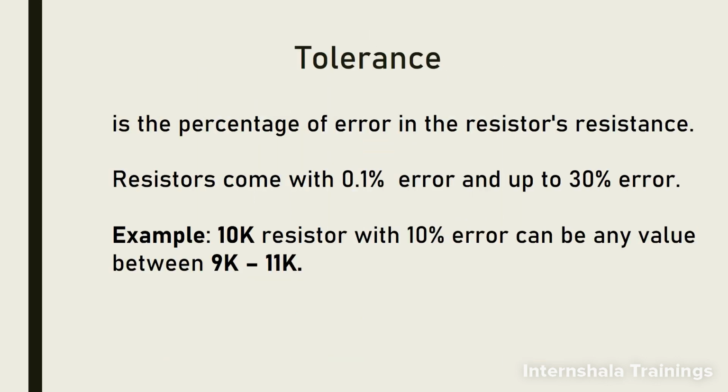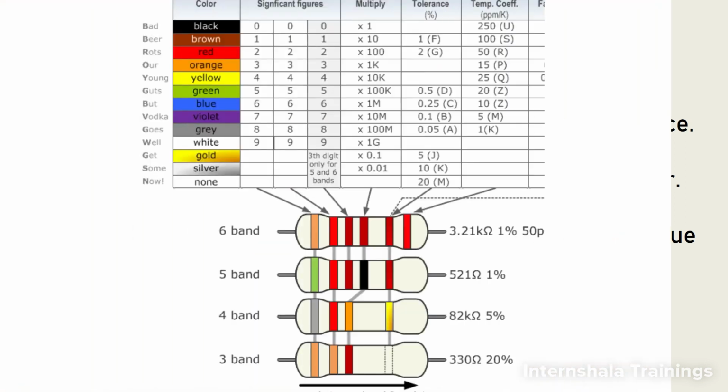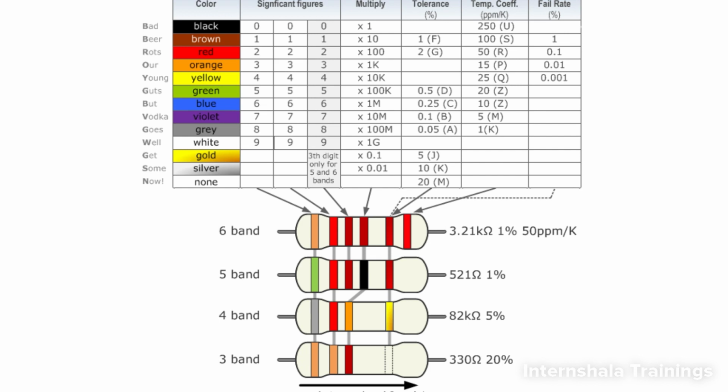Tolerance. Well, tolerance is the percentage of error in a resistor's resistance. Resistors come with 0.1% error and up to 30% error. Let's take an example. A 10 kilo ohm resistor with 10% error can be any value between 9K and 11K. Some resistors will be affected by temperature changes and could change the resistance value based on the ambient temperature, specifically the carbon resistor. From the color code, you can recognize the resistor's tolerance for THT resistors.